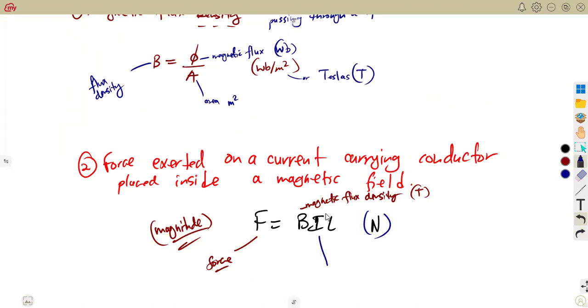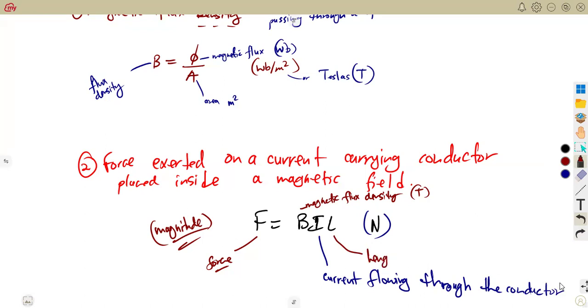Talking of I, which is the current flowing through the conductor. So you'll be given that consideration of the current flowing through the conductor. We also have to consider L, which is representing the length. The current is measured in amperes. Current is not going to change. Then you have to consider the length of the conductor, which is taken in meters.